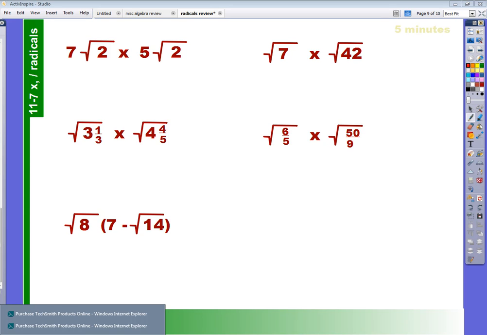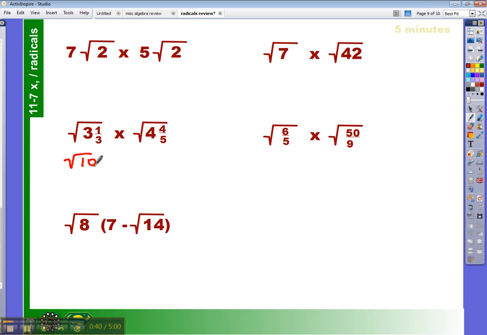So what is 3 1/3 as an improper fraction? 10/3. So we have the square root of 10 over the square root of 3 times, what is 4 4/5? The square root of 24 over the square root of 5. Okay, now here's where you have a choice. You can do the long-winded way, and you can do 10 times 24 is the square root of 240. 3 times 5 gets square root of 15. Or we can reduce right now and make life much easier.